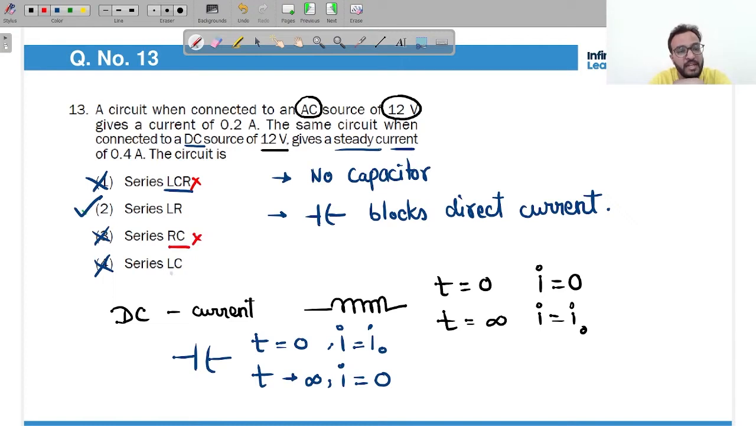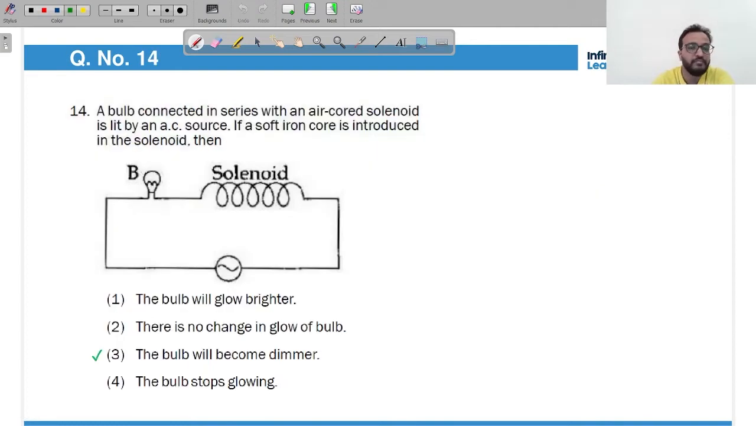RC is not a possibility. LC is not a possibility. So the only possibility that we are left with here is the series LR circuit. That means for sure it is an LR circuit. This is how we solve it, right?